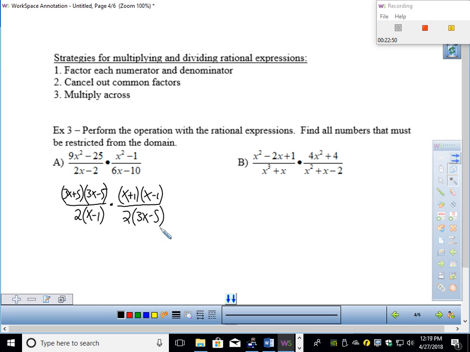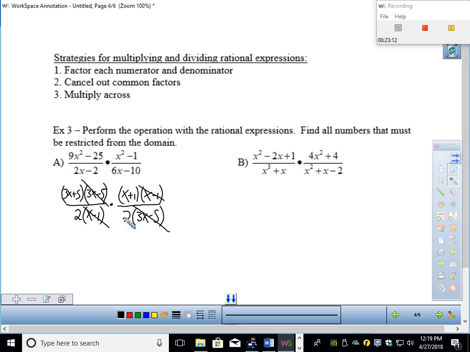Okay, now we're in a good position in terms of multiplication. And you notice it's this times this, times this, times this, and denominator same thing. It's all just multiplication straight on through. So anything in the numerator and denominator is fair game. 3x minus 5's, goodbye. x minus 1's, good riddance. I don't think there's anything else, although I guess I would ask you this.